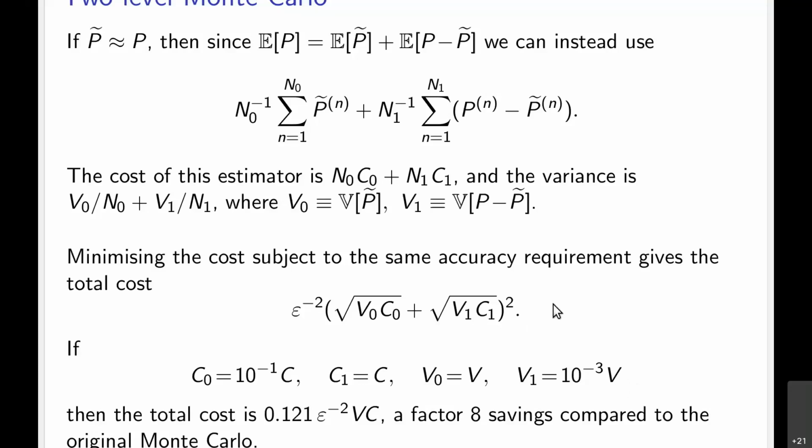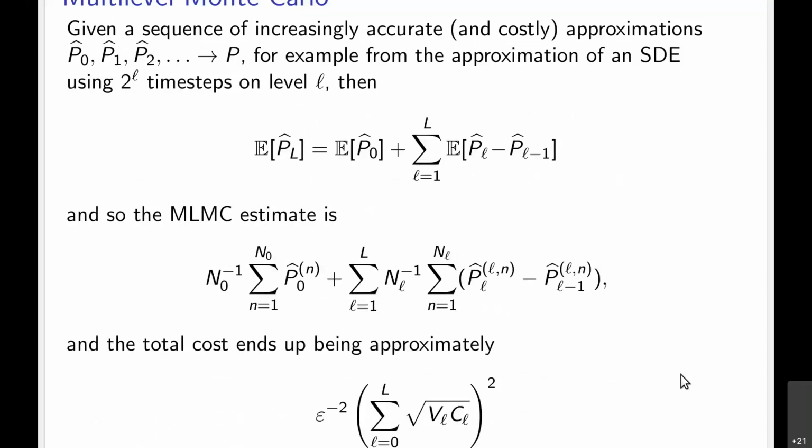Okay. These numbers are roughly indicative of what I'll be getting onto later when doing the approximate random variables. Then the multi-level idea builds on that with lots of levels, where we have a sequence of approximations, p hat 0, p hat 1, and so on, which approach the true quantity of interest p.